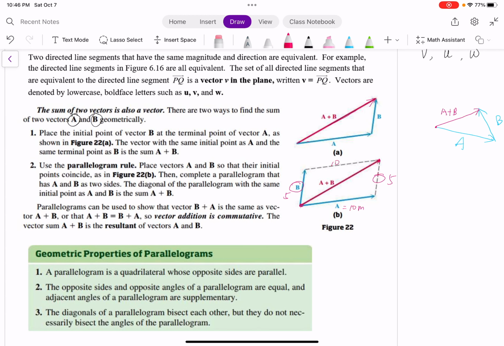That means, look at this, the first method and the second method are very similar. You can move one of them. For example, if I want to move B, why? Move this B to here, because I know I can move any vector parallelly. So move B here. You see, head to the tail, and then the diagonal is the sum of A and B.